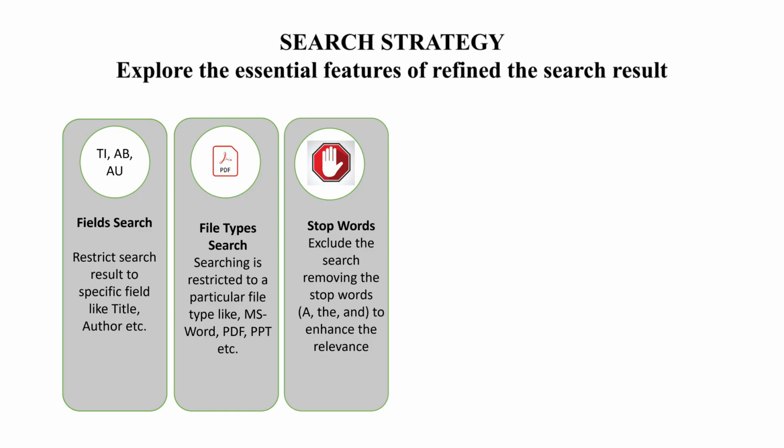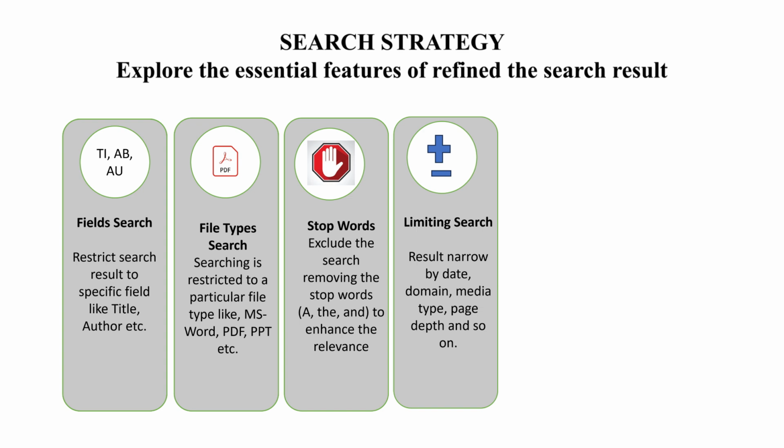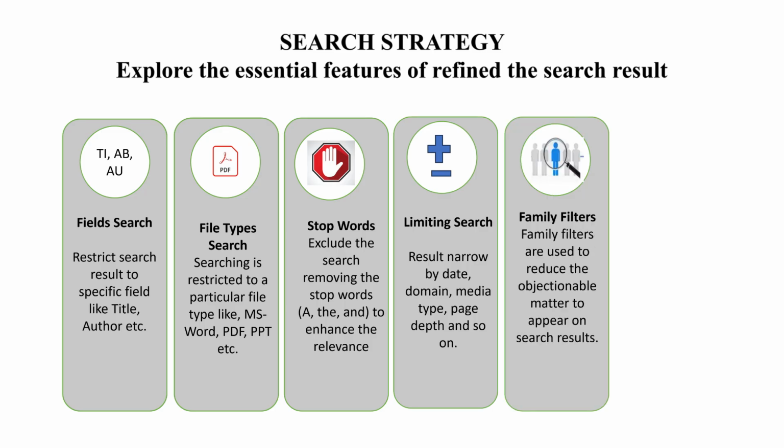You can also limit your search by putting a year, a particular type of document, or any other field tag by selecting it. Or you can restrict your search with family filters. If some content is objectionable for a family context, you can restrict those keywords in the advanced search options, and then the search engine will never give you those results.